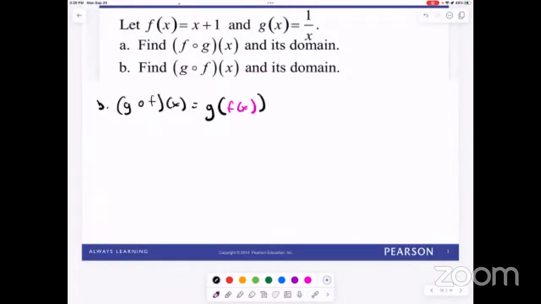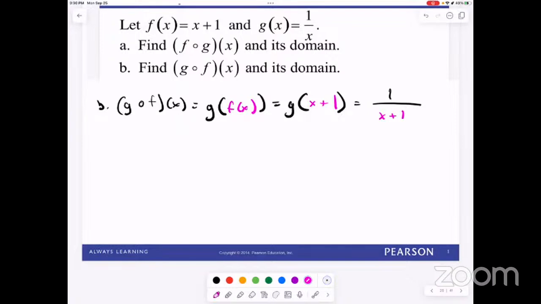Okay. So this means G of F of x, where F of x is x plus 1. So what we're going to do is rewrite G like normal, but replace each x with the new expression. So this is going to be 1 over x plus 1. I think that's as far as we can take that. There's a little bit more to this, but we're going to put a pin in it for right now.